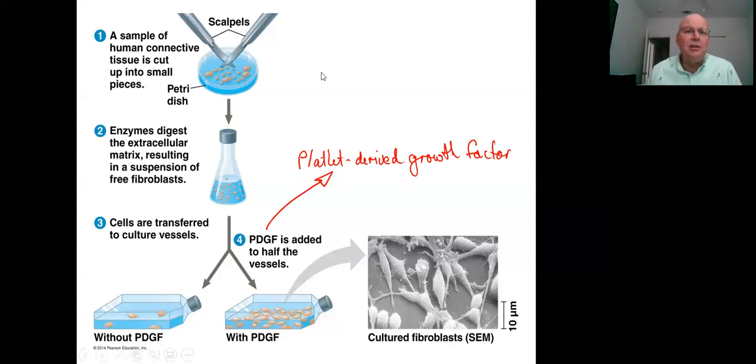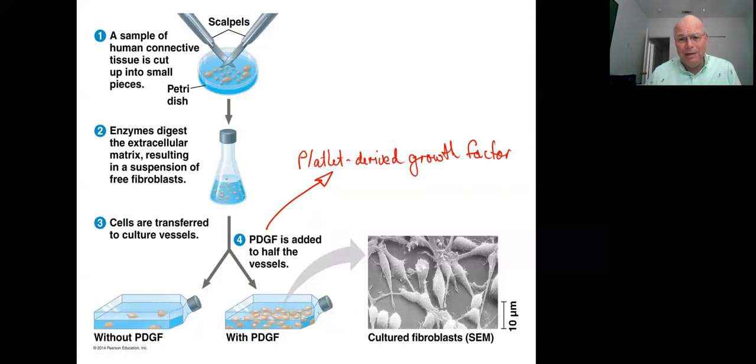So it's possible to isolate fibroblasts relatively easily from human tissue if you put them into a mixture of enzymes that break down the extracellular matrix. You can free up the cells themselves and put them into these special chambers that have been designed for growing cells. They have a flat bottom because the vast majority of cells in our body, with the exception of a few blood cells, require that they be anchored to a surface in order to be able to grow and divide.